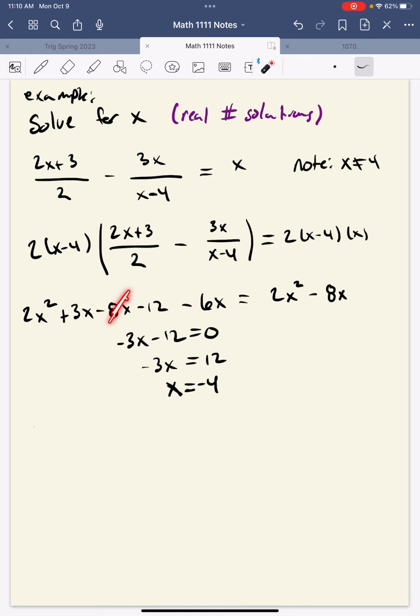Then we need to carefully combine like terms. And we end up with negative 3x minus 12 equals 0. Solve that linear equation, we get x equals negative 4.